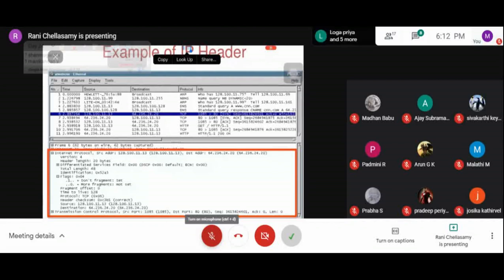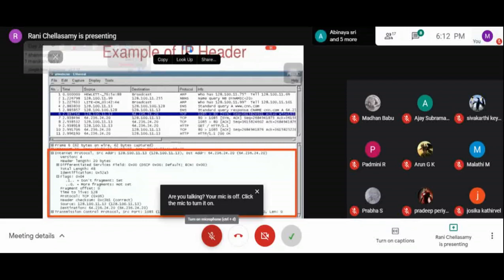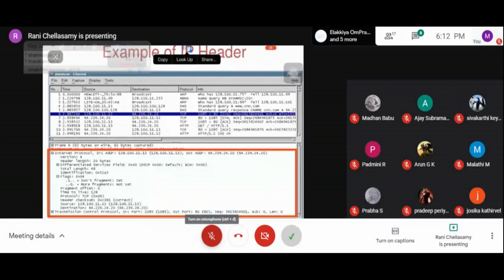Of count is 128. So then the protocol used, the higher level protocol, is TCP. Header checksum value is stating that it is correct. And the source IP address is given, destination IP address is given, and last, the source port address, destination port address, and the sequence number are given. So this will be the format or the values entered in the IP header. One such example is depicted here.